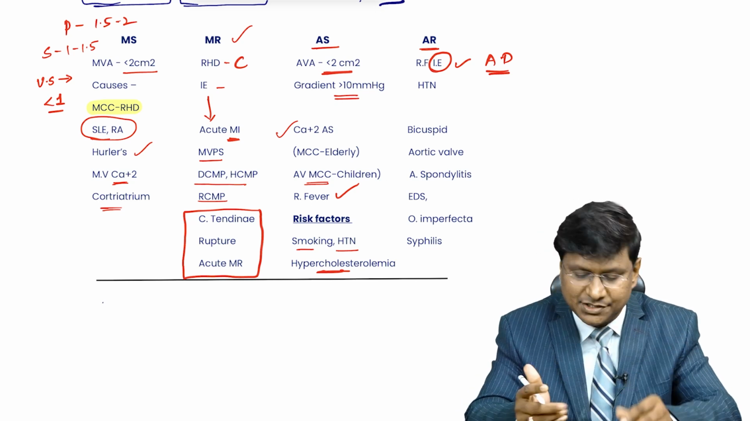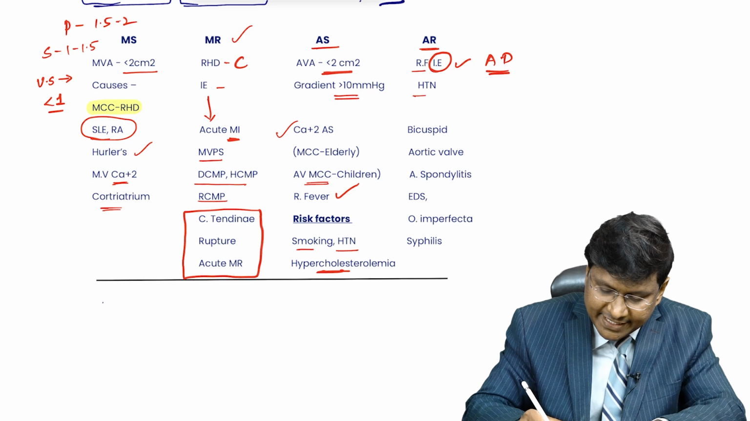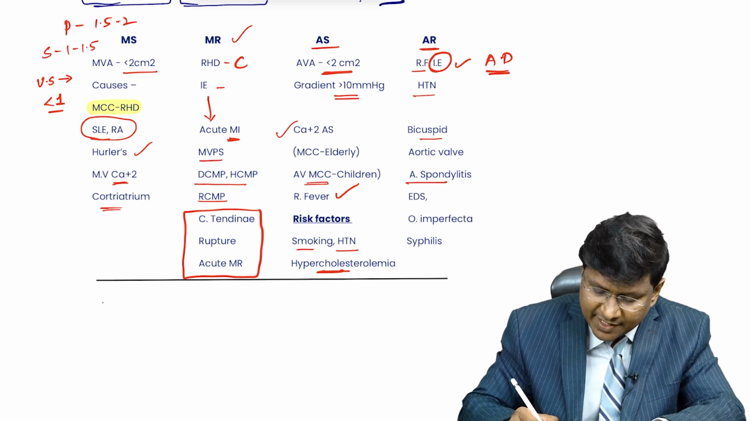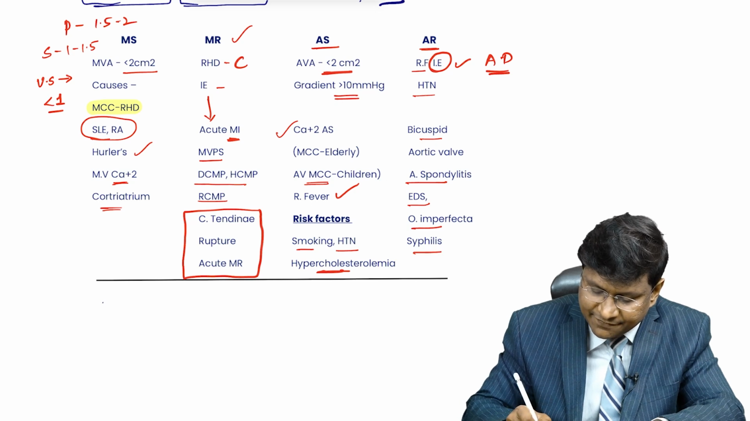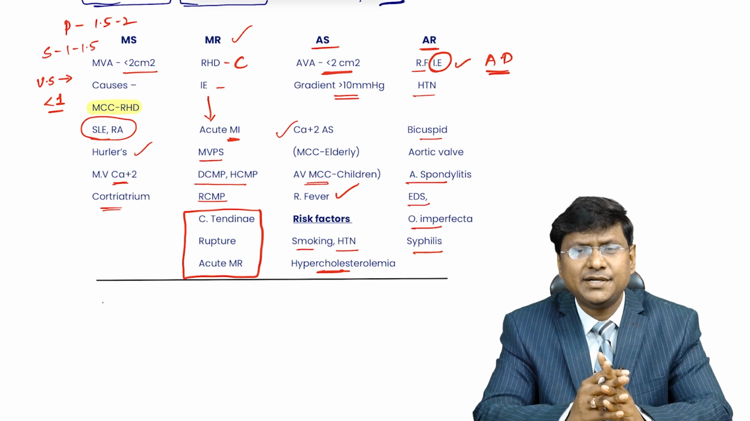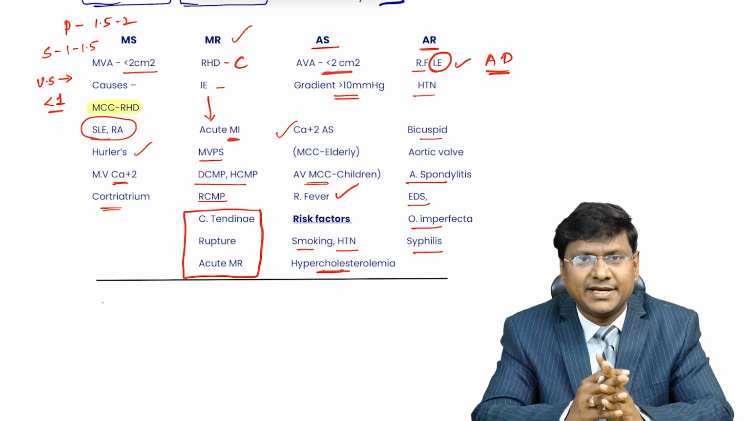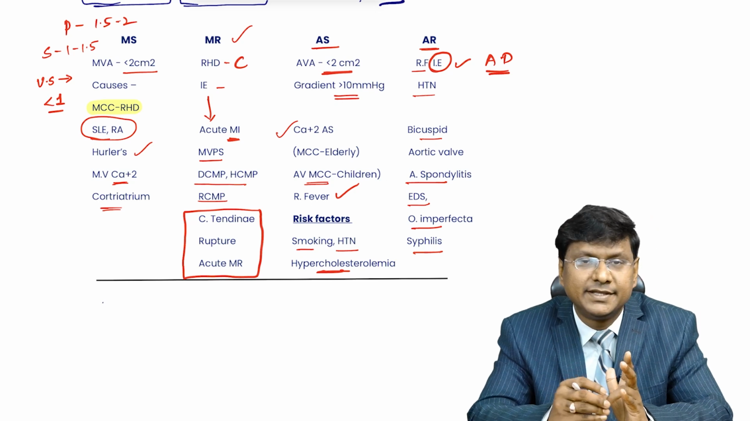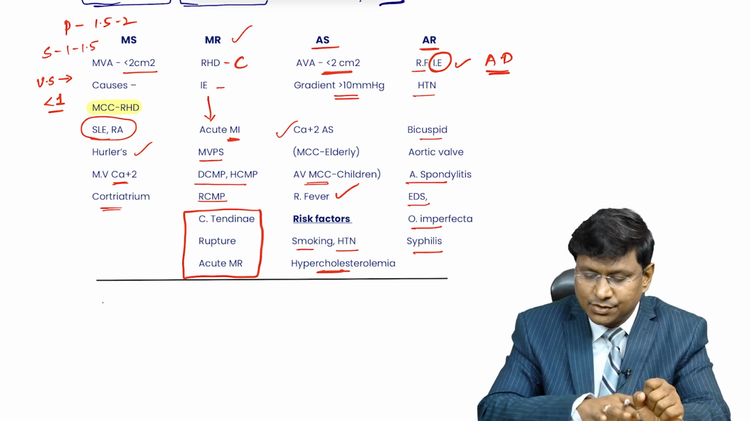Whereas the other etiologies like rheumatic fever, hypertension, bicuspid aortic valve, ankylosing spondylitis, Ehlers-Danlos syndrome, osteogenesis imperfecta, and syphilis. These are the ones which will cause the chronic AR, right? Whereas acute AR is observed in cases of the aortic dissection and in cases of the infective endocarditis. Okay, so these are all the etiology.